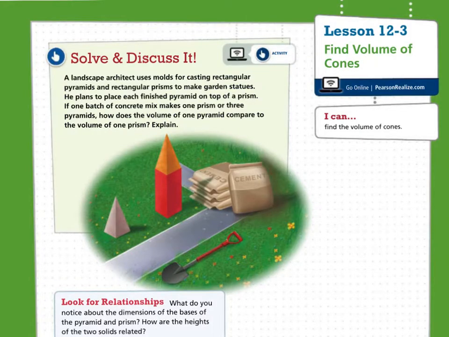Lesson 12.3, Find Volume of Cones. In this lesson, we're going to use what we know again about circles, but this time to find the volume of a cone. A cone only has one circle shape for a base, and then comes to a point where the edges meet.